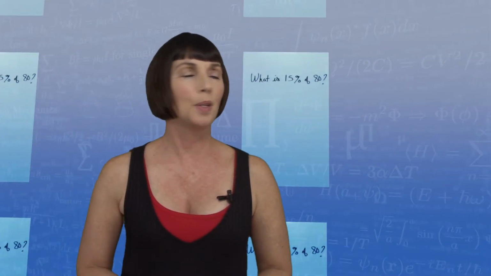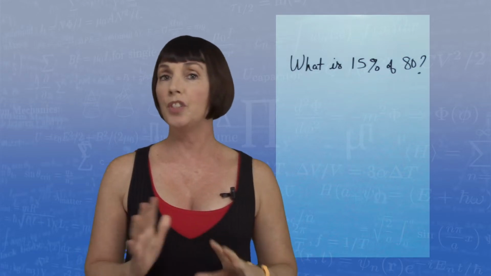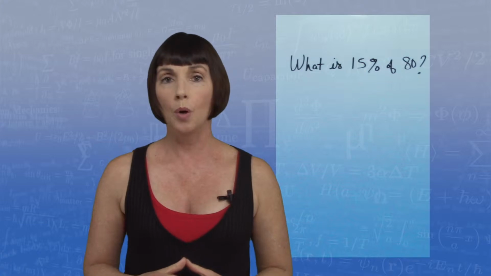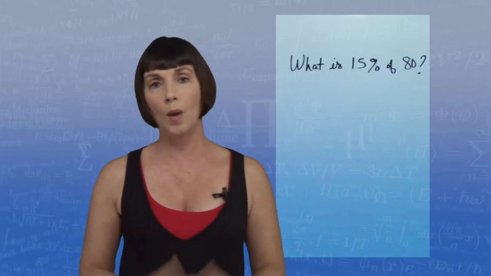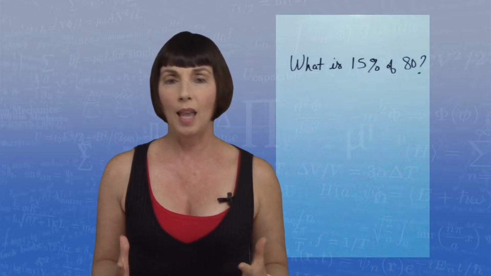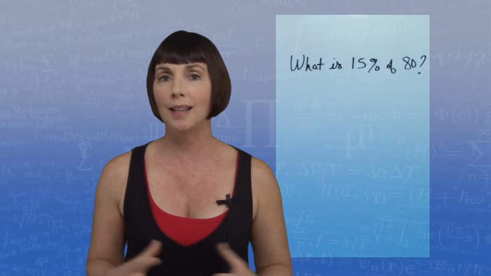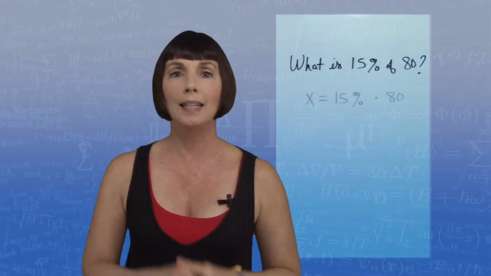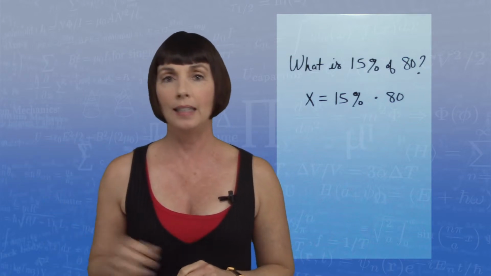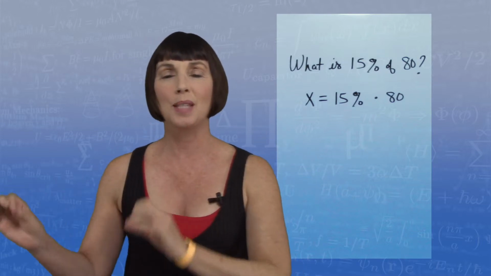Here's our first example. What is 15% of 80? Now, using what we've just learned, that is means equals and of means multiplication, we're going to rewrite this sentence as an equation. Now, when you see the word what, that is something I don't know yet. So I'm going to just use a variable there as a placeholder. Let's say x. Okay, so what is? x equals 15% of 80, so I get x equals 15% times 80.